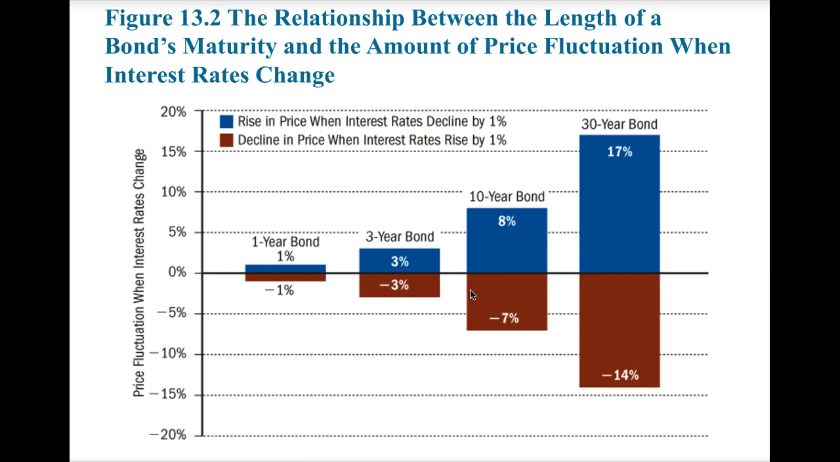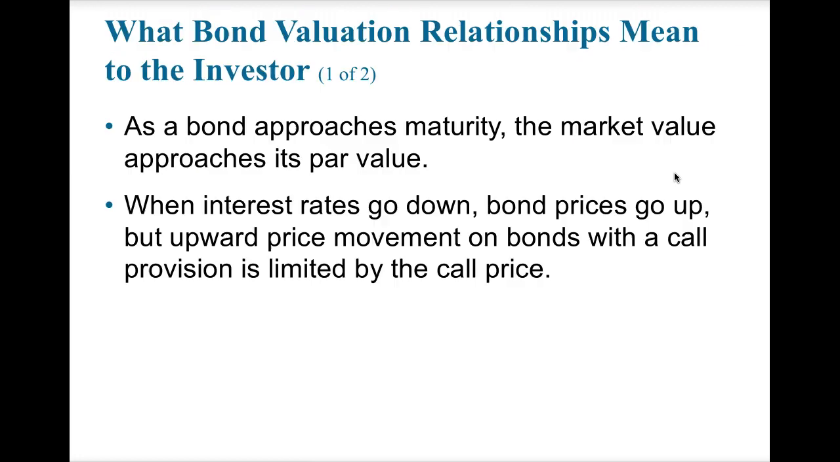Now, let's look at the relationship between the length of the bond's maturity and the amount of price fluctuation. So if the bond's going to mature in a year, very little price fluctuation when interest rates rise or decline by 1%. In 3 years, it's greater. 10 years is greater. And in a 30-year bond, so if the bond has 30 years for the life of the bond and there's a change in interest rates, the overall premium of that bond, the amount of that bond will fluctuate the greatest, just like that whip effect I had talked about. And it's because you have many more years of earning interest at either below market rate or above market rate, which is going to affect the overall price fluctuation of the bond.